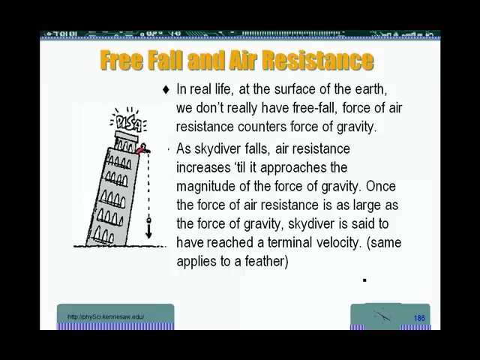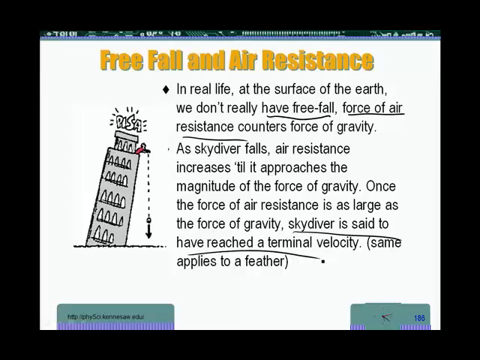In real life, at the surface of the Earth, we don't have free fall. In addition to the gravitational force, there is what we call the force of air resistance. We know this, for example, in terms of skydivers. Without air resistance, skydiving would be impossible.